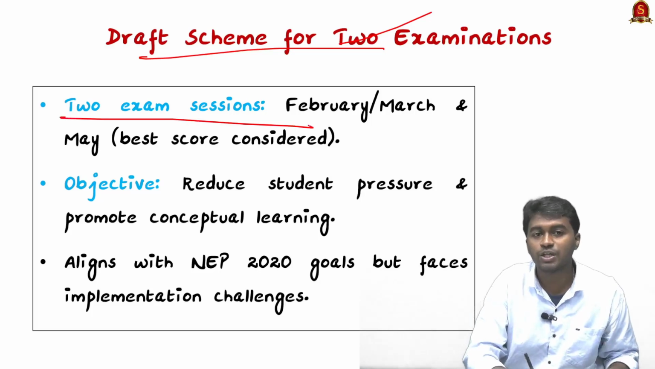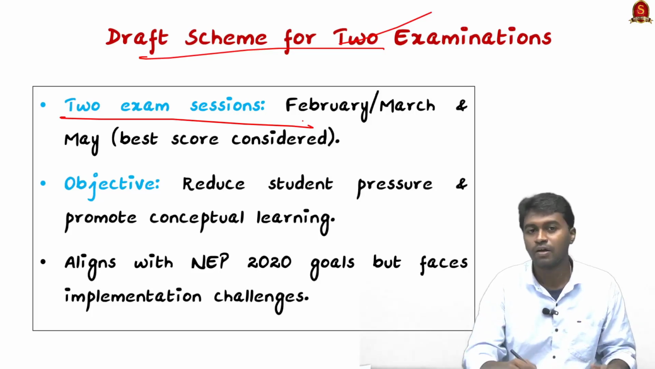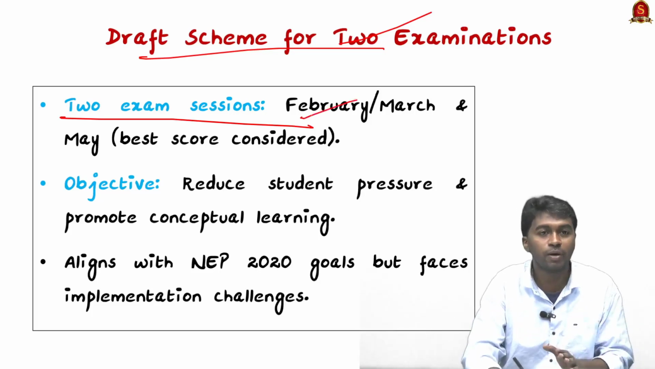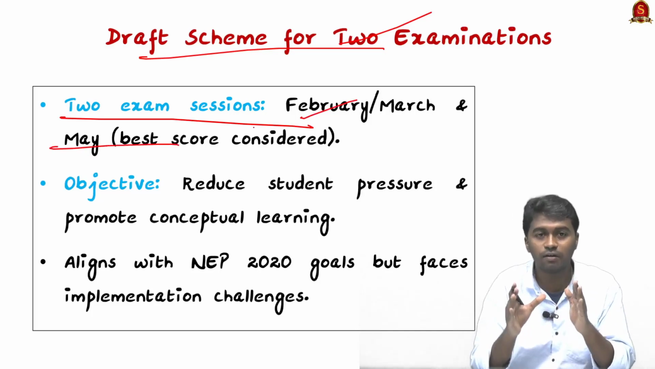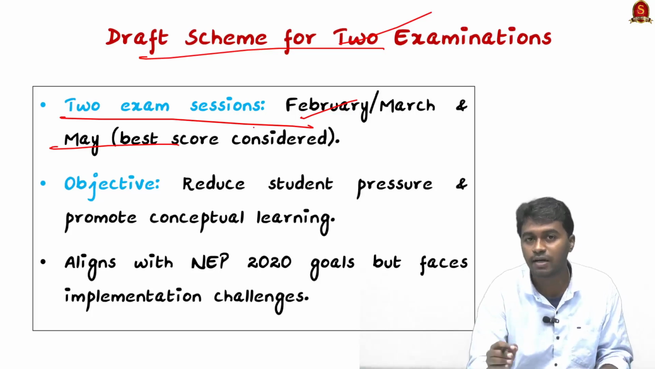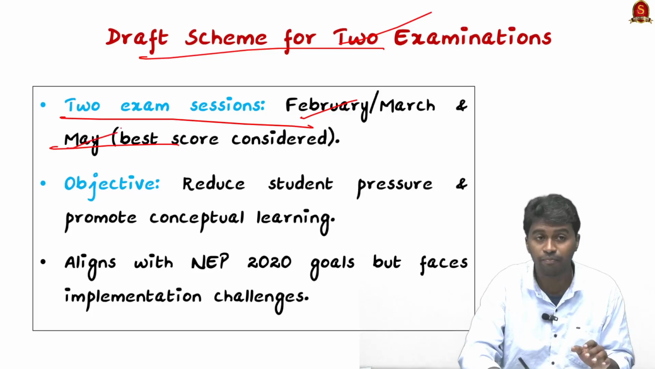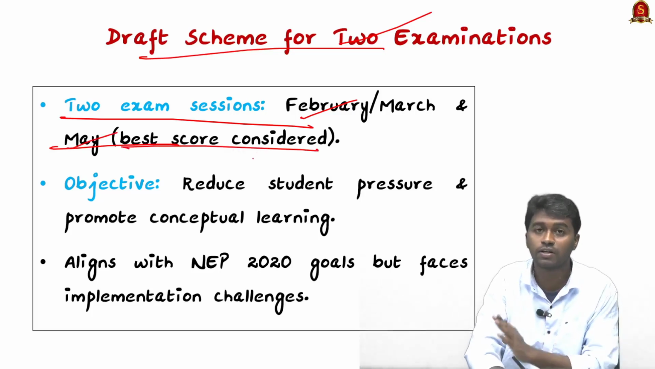2 exam sessions. That means from 2026 onwards, the 10th students can write 2 board exams. The first phase will be held in February, March, and the second phase will be held in May. The students who wrote in the first phase, if they are not satisfied with their performance, can reappear for the exam in May. And the best score from the exams will be considered for further admission.